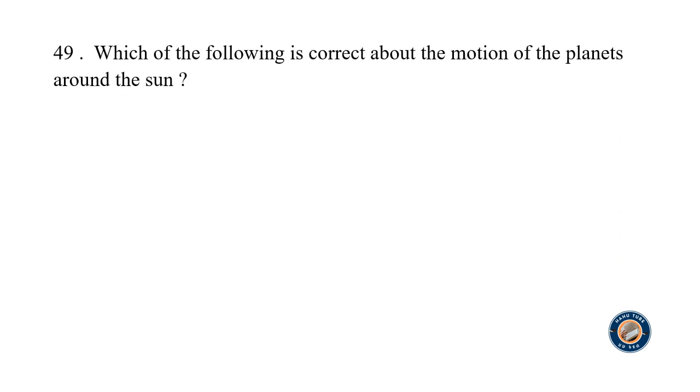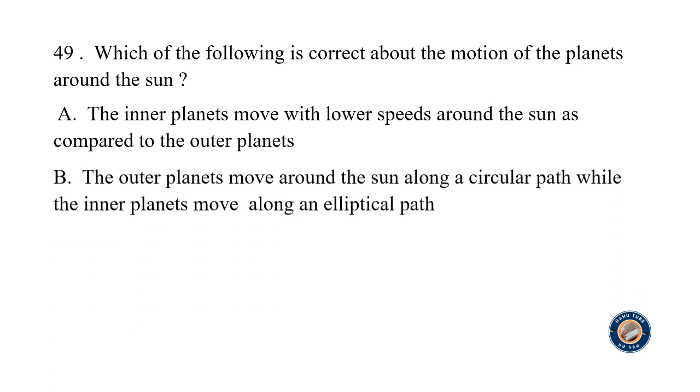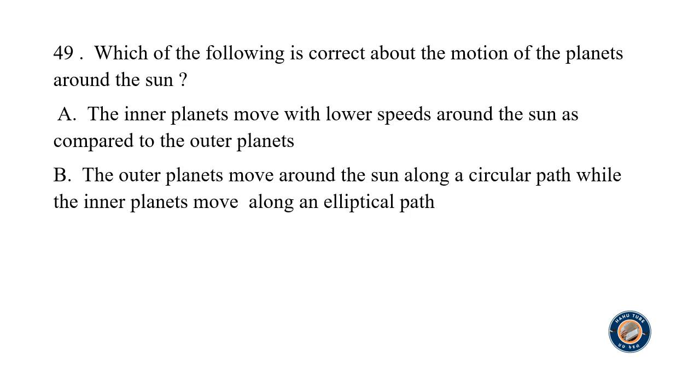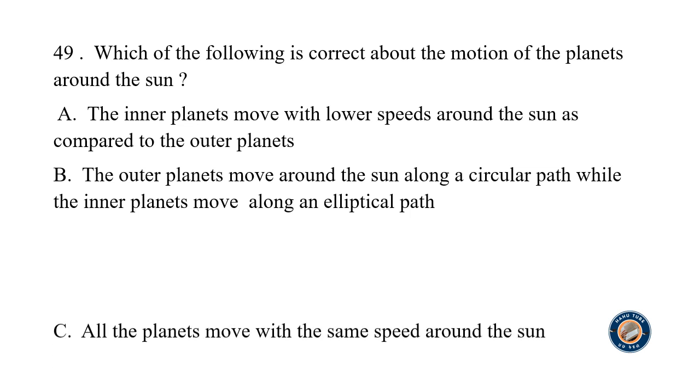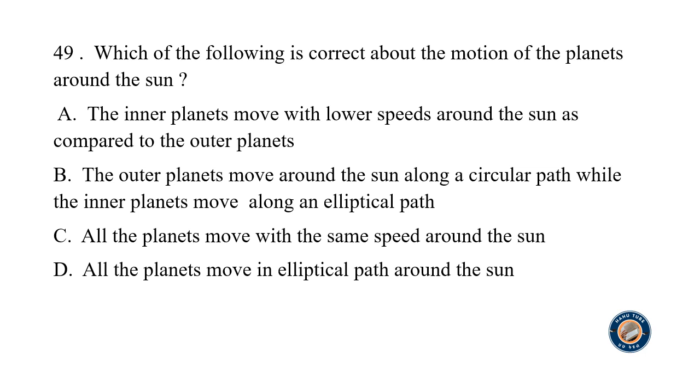Question number 49. Which of the following is correct about the motion of the planets around the sun? A. The inner planets move with lower speeds around the sun as compared to the outer planets. B. The outer planets move around the sun along a circular path while the inner planets move along an elliptical path. C. All the planets move with the same speed around the sun. D. All the planets move in elliptical paths around the sun.